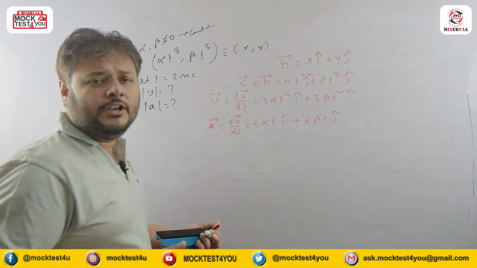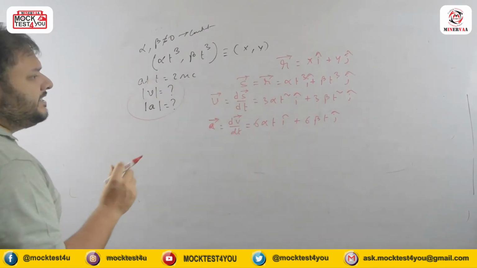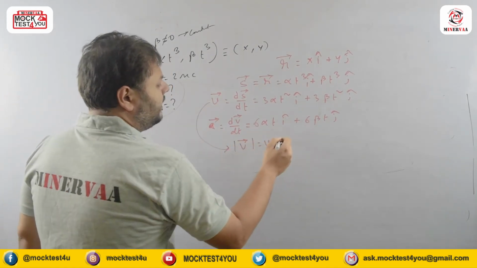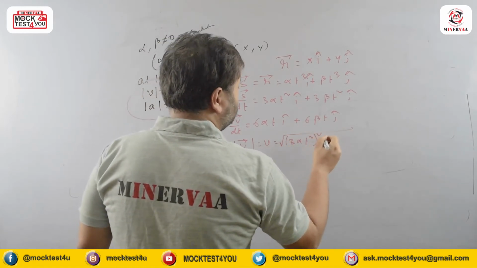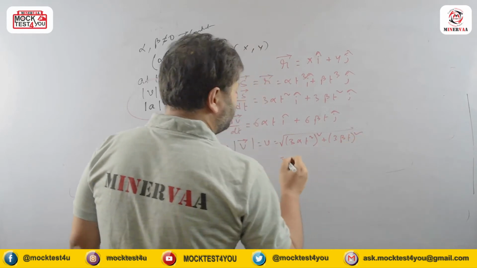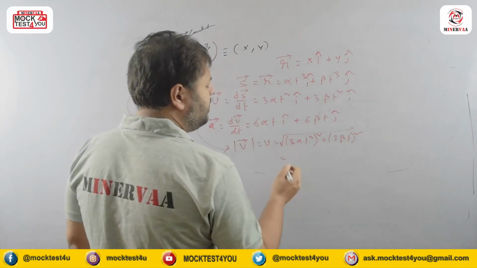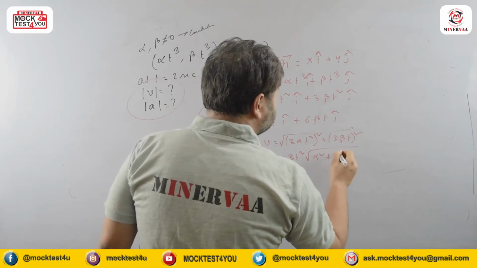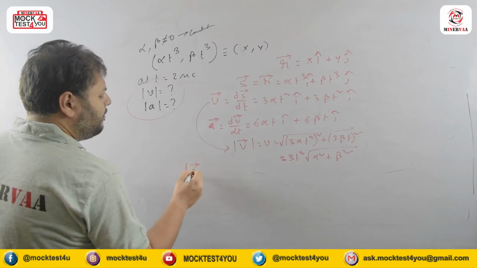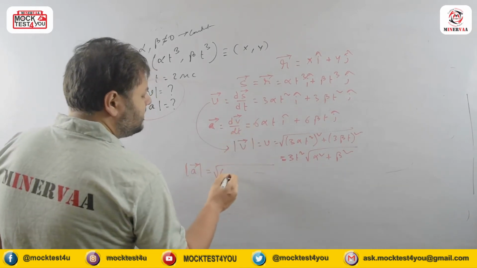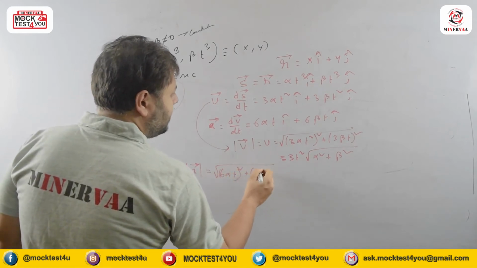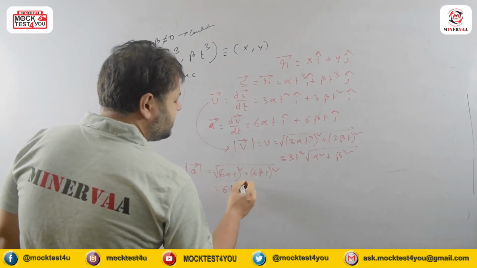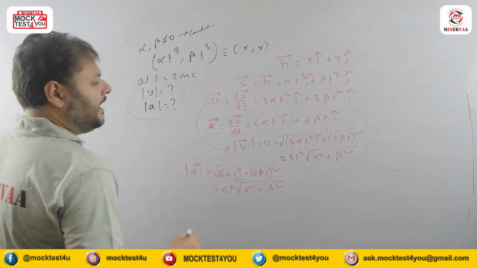Now we are not going to stop here, because we need not only the vector representation of velocity and acceleration, we need the modulus, that is the absolute value. So mod v, or only v, is root over (3 alpha t square) whole square plus (3 beta t square) whole square. Taking 9t to the power 4 common, it comes out as 3t square root over alpha square plus beta square. And the mod of acceleration is root over (6 alpha t) whole square plus (6 beta t) whole square. Taking 36t square common, it is 6t into root over alpha square plus beta square.